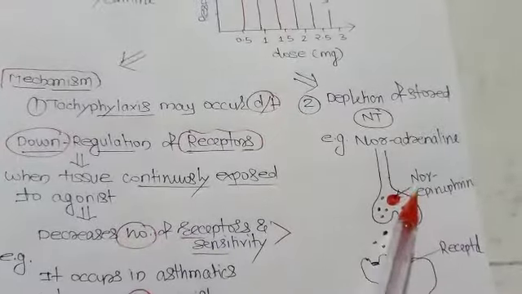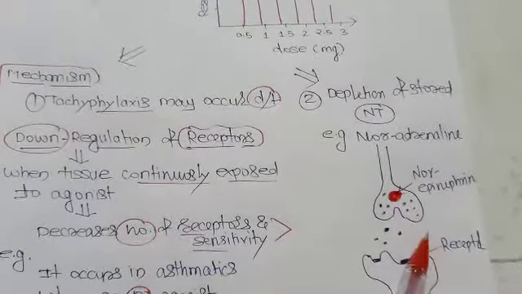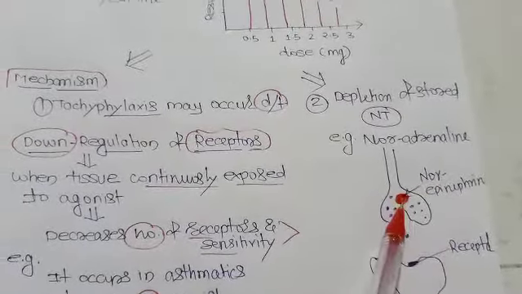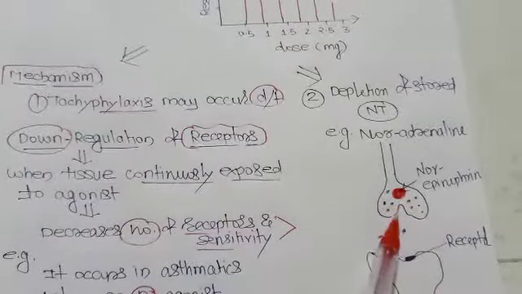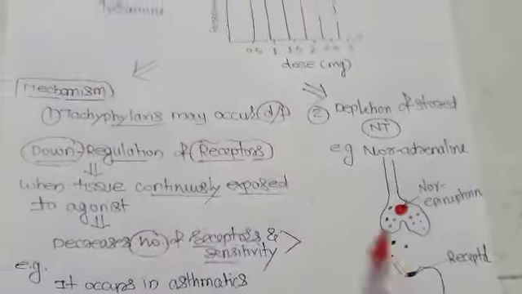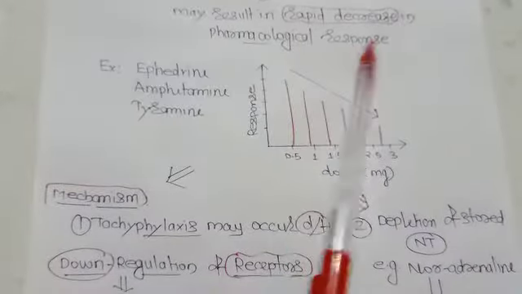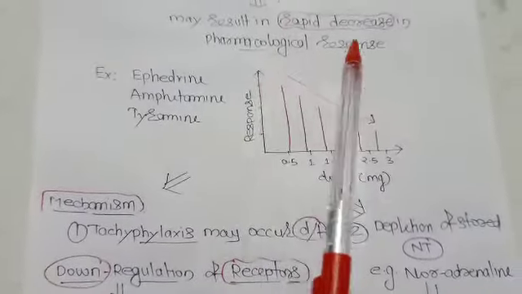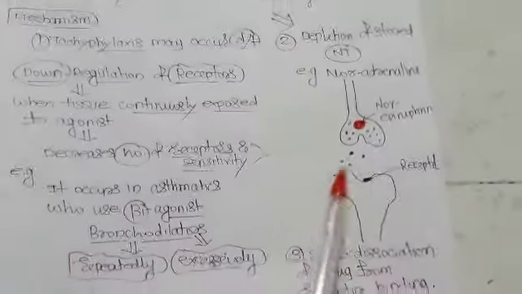If the stored neurotransmitter is depleted or exhausted, it will not be released from the neuron and will not act on the receptors. So there will be a rapid decrease in the pharmacological response.